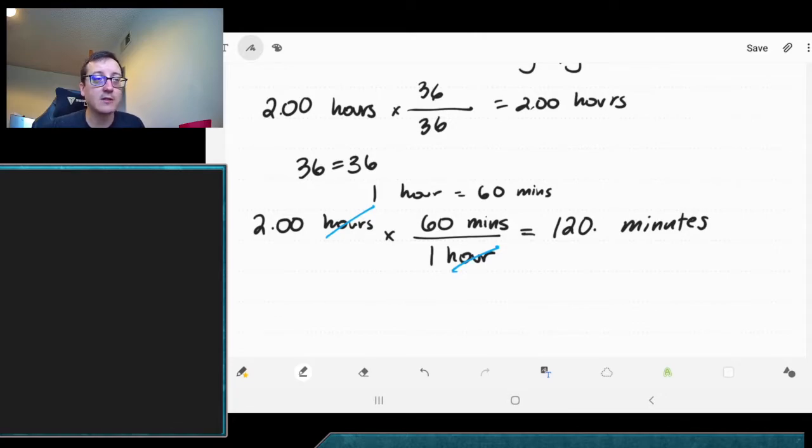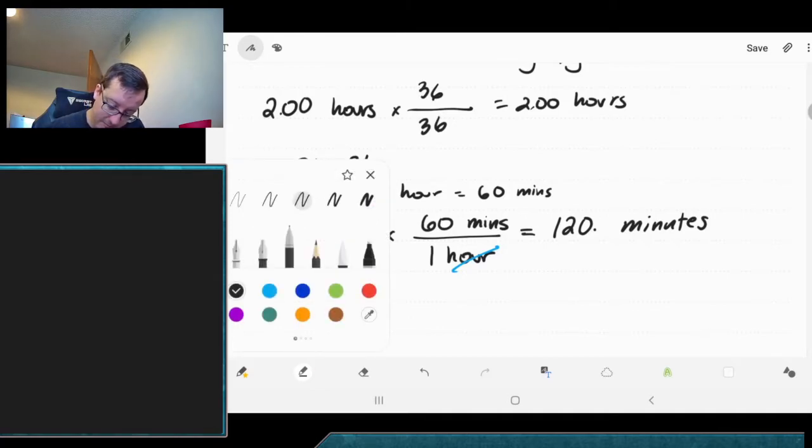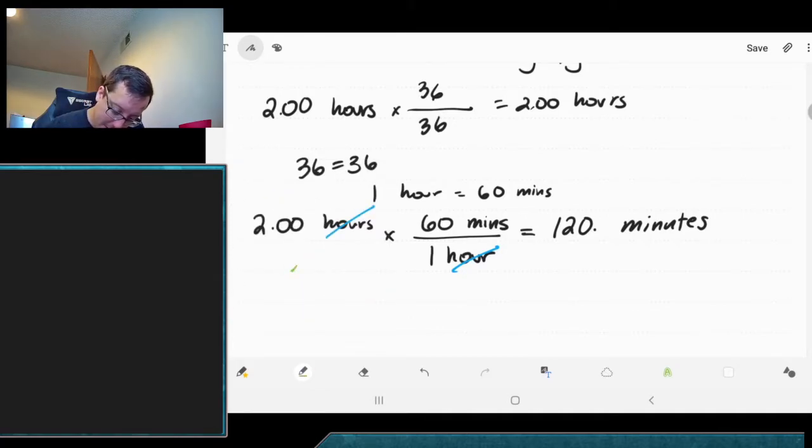And we're going to take a look at that in just a second. So notice here, I started with 3 sig figs, and I ended with 3 sig figs.